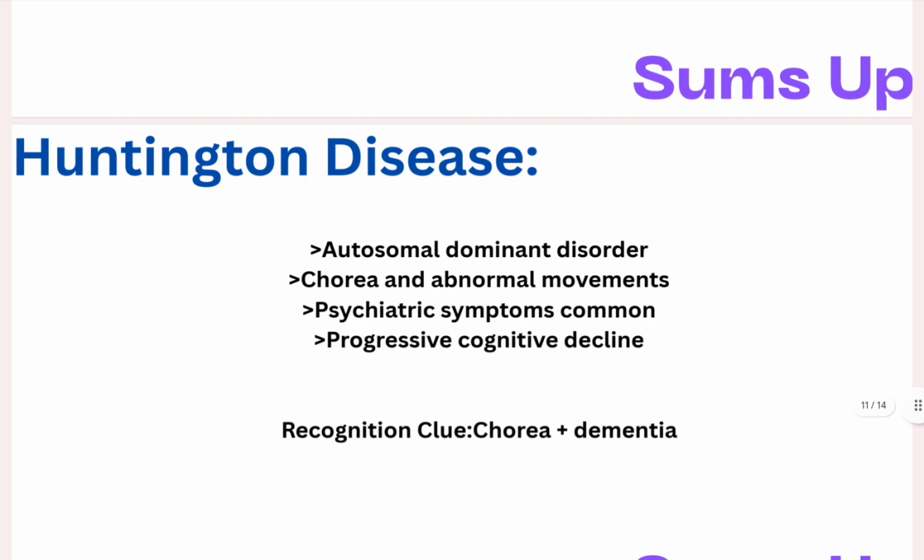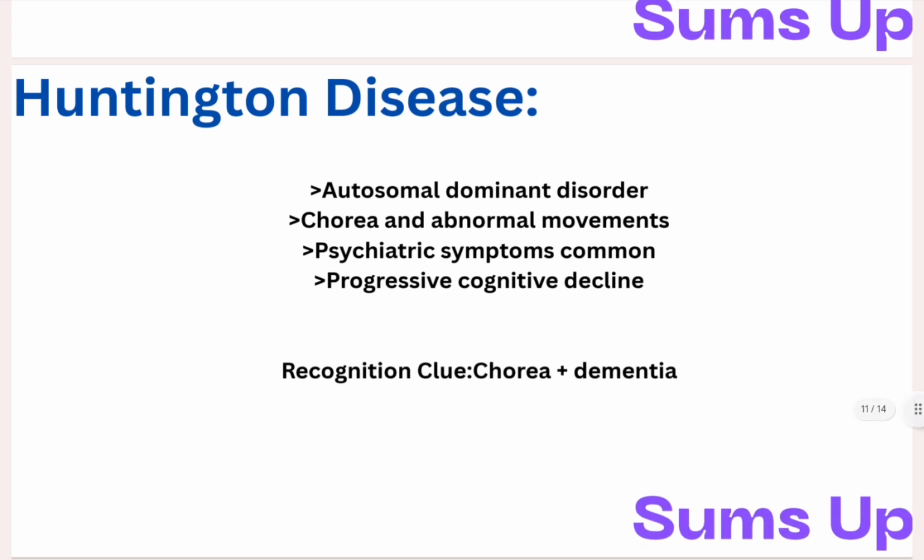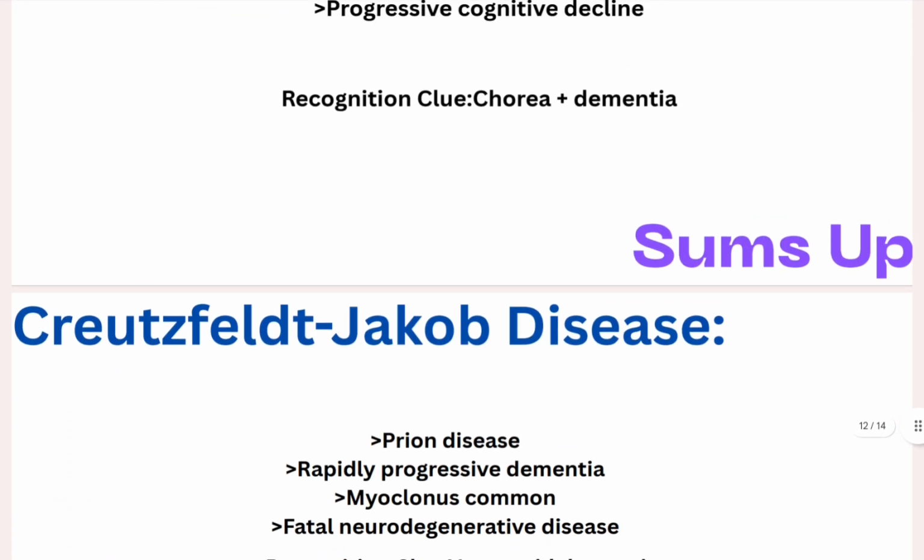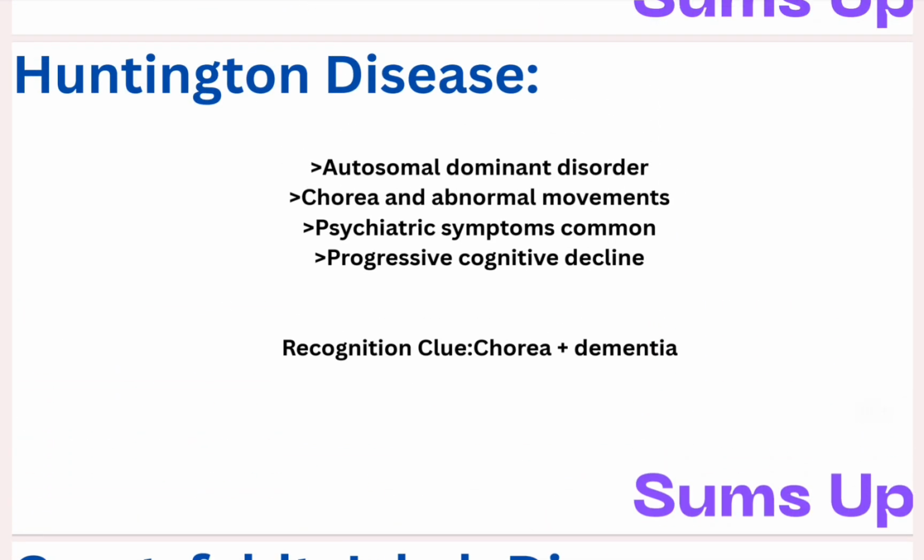Moving on ahead, we have Huntington disease. It is an autosomal dominant disorder with choreiform abnormal movements, common psychiatric symptoms, and progressive cognitive decline. The recognition clue is chorea plus dementia: Huntington disease. For this, they often give the family history, like the father died due to depression or that kind of stuff. So it's easy to get on the exam. You don't get that confused between them.